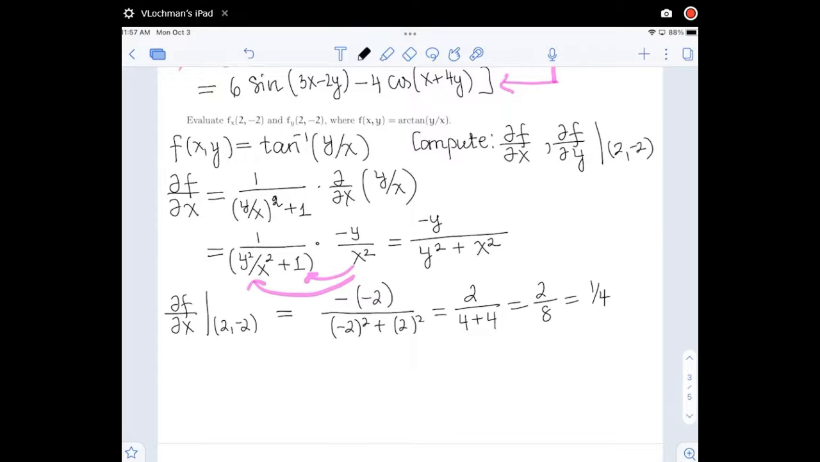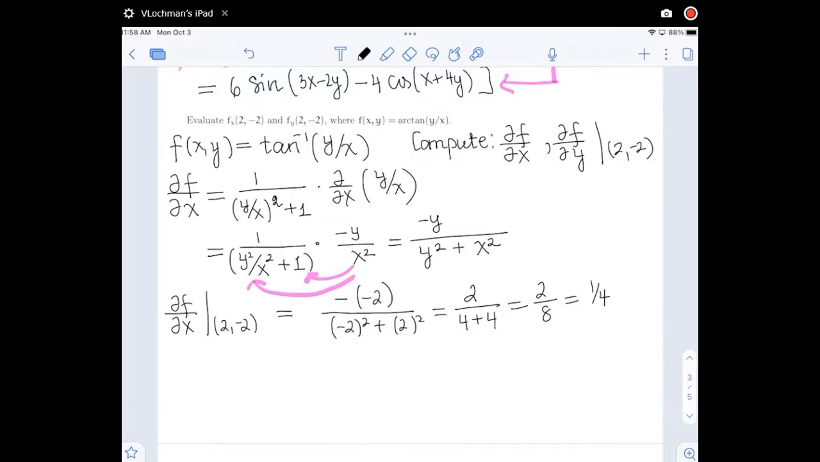So what does this mean? That is the rate of change if I'm standing on that surface at the point 2, negative 2, and I only move in the direction of x. Think about it as slope. It's giving you that rate of change. So that's your df/dx evaluated at that point.